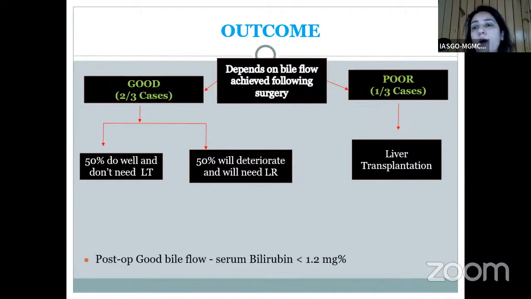Whereas the ones who really have complete no bile flow at all, they are the ones categorized into poor and they require liver transplantation at the earliest.